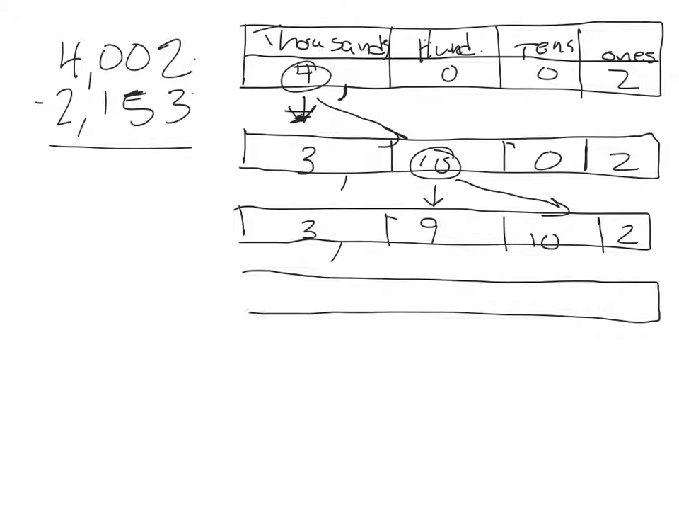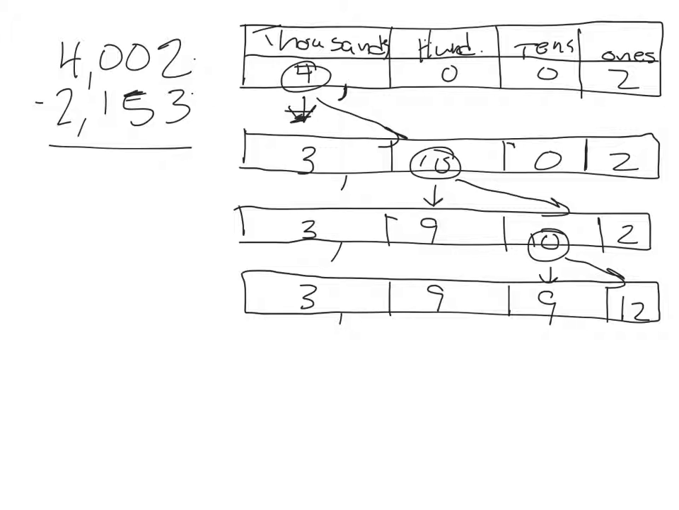I'm going to make another column down here. So I'm gonna have 3 thousands. I'm still gonna have 9 hundreds, and now I'm gonna take these 10 tens. I'm gonna take one of those away. I'm gonna have 9 tens, and now I'm gonna have, as I give one of these tens to the ones, I'm gonna now have 12 ones, and then I can subtract.